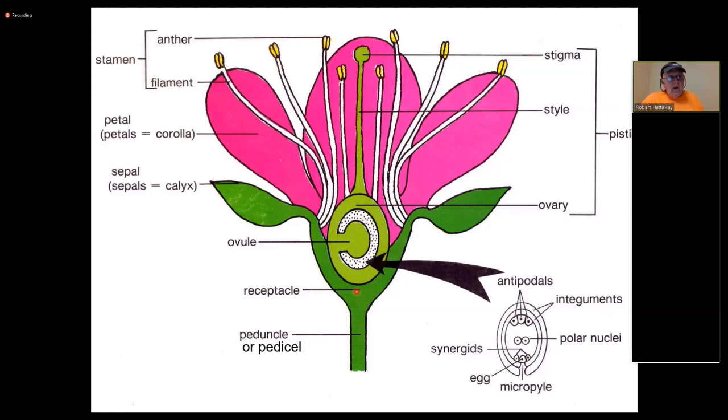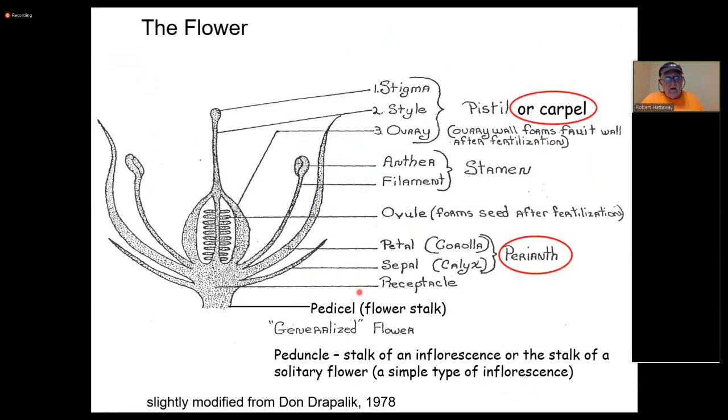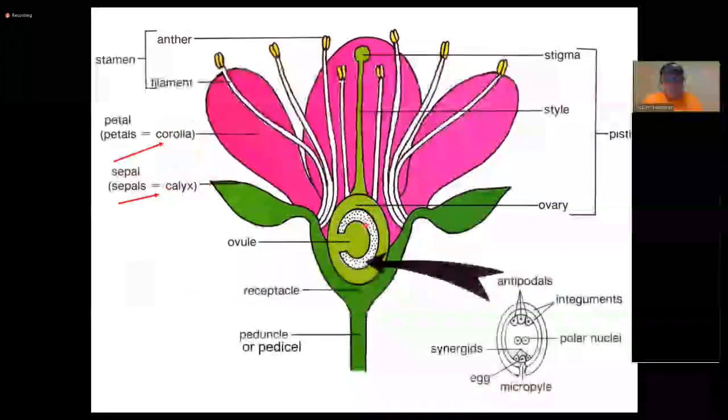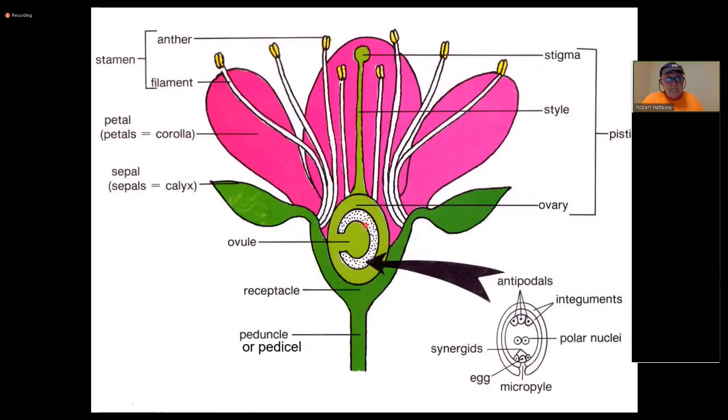And the receptacle is where, and it's better seen on this slide here, receptacle is where everything is inserted, all the whorls, the sepals, the petals, the stamens, and the whorl of inner ones called the carpels. That's where they're inserted. So that's the definition of receptacle. It would be the place where the whorls of sporophylls are inserted at the base of the flower.